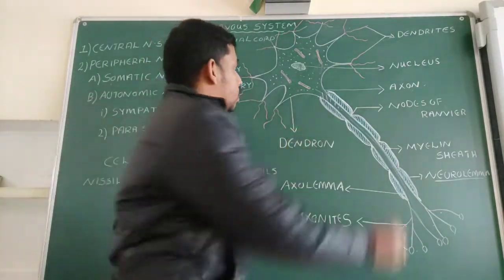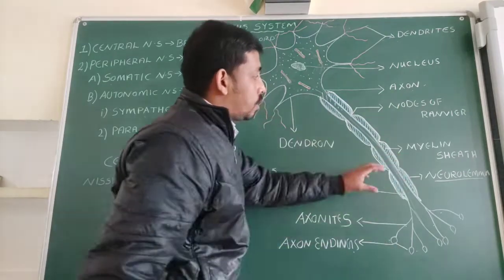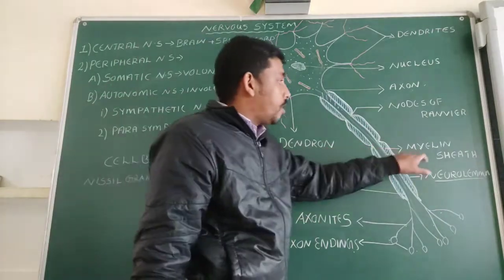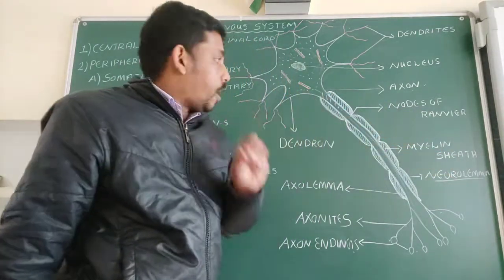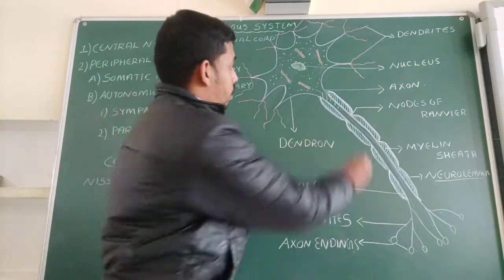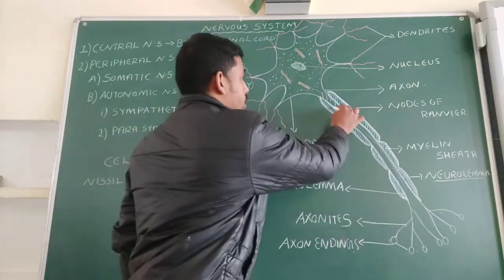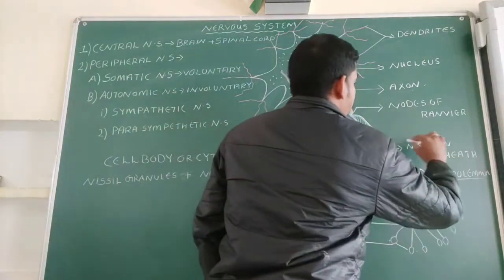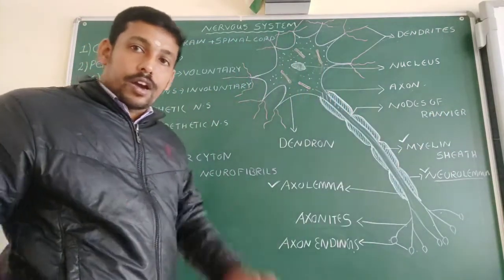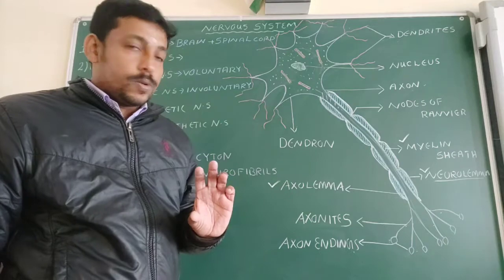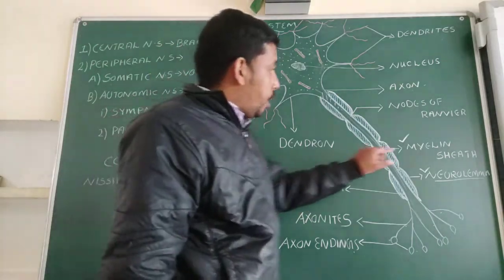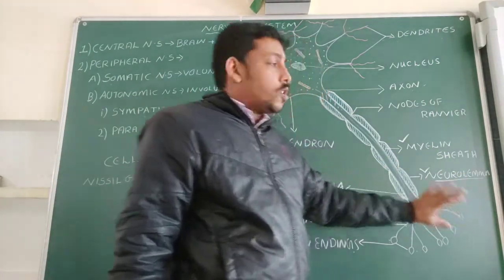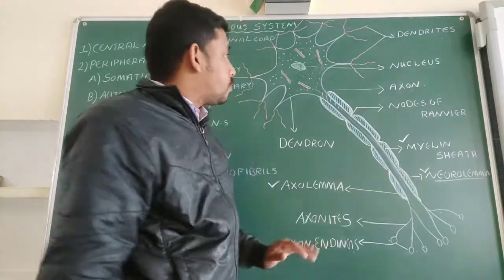The middle layer, this blue colored structure, is known as the myelin sheath. The innermost layer, here represented by green color, is known as the axolemma. So the axolemma, neurolemma, and the myelin sheath cover the axon. The innermost one is the axolemma, the middle one is the myelin sheath, and the outermost layer is known as the neurolemma.